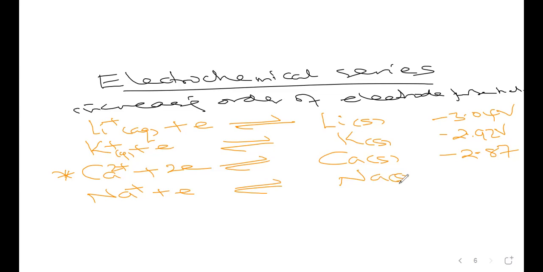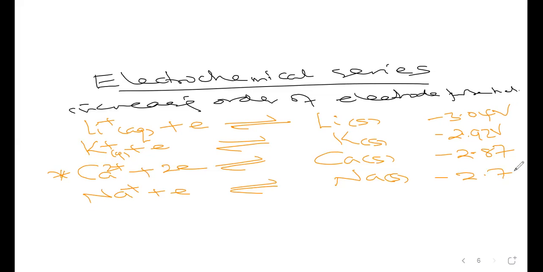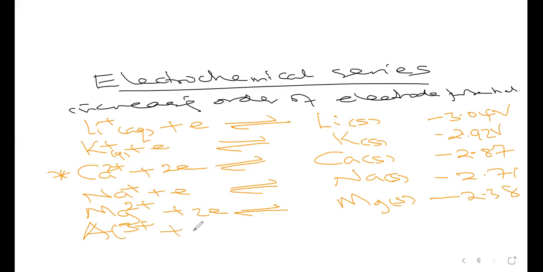Give me sodium metal. The electrode potential here is negative 2.71 volts. Magnesium follows. And magnesium has an electrode potential of negative 2.38. After magnesium, aluminium comes in. To form aluminium metal, the electrode potential here is negative 1.66.